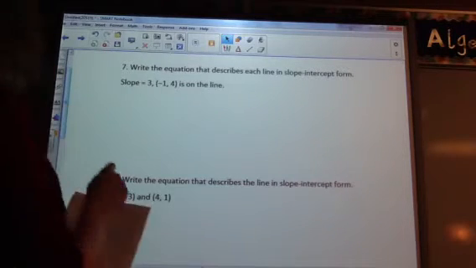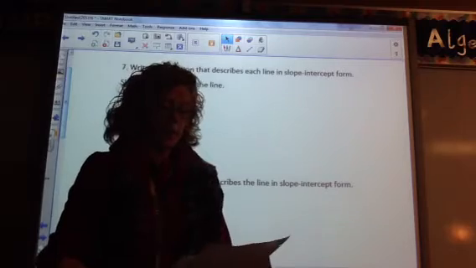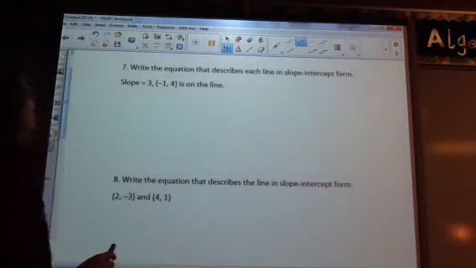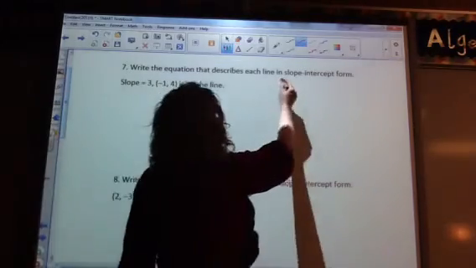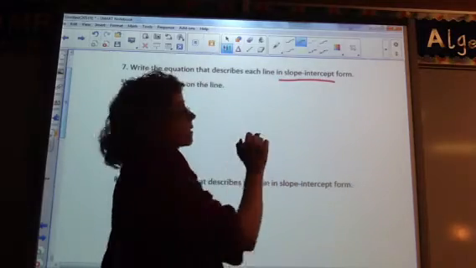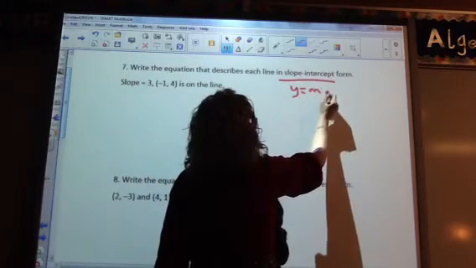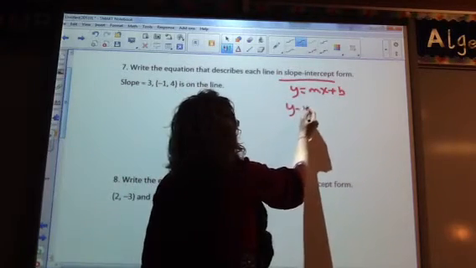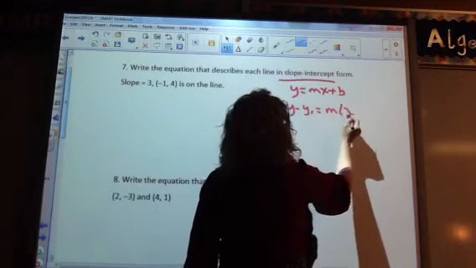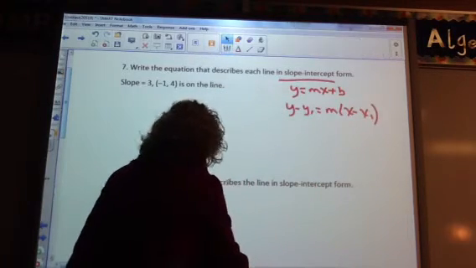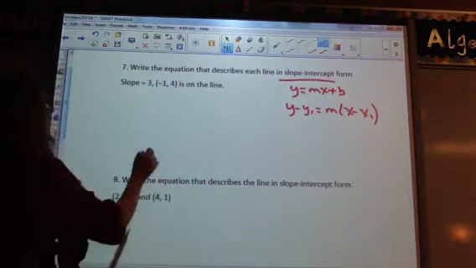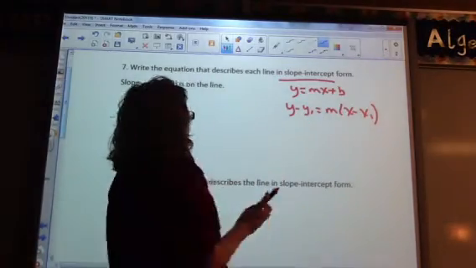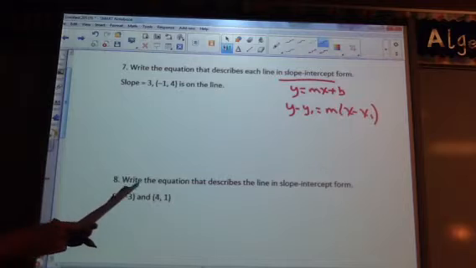Okay, so this is the second video of section 4-7, point slope form. What we're going to do now is put the information that we're given into slope intercept form. Now remember, the slope intercept form is y equals mx plus b. Your point slope form, which is what we've been practicing here, is this one. If we're given a slope and a point, we can substitute it into this formula and find out what our y value is.